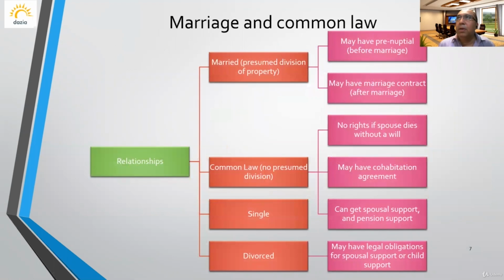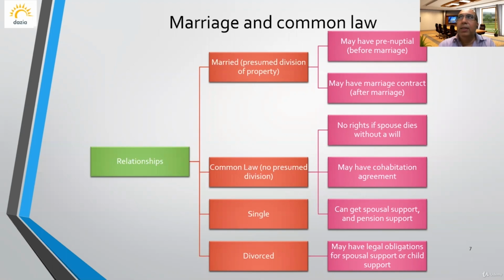So under marriage and common law, there are different relationships that you need to be clear about. Of course, a person can be married, and if they're married, then there is a presumed division of property if the marriage breaks down. If two people are married, they become separated or divorced, then property would be divided. If they're married, they may have a prenuptial. A prenuptial agreement is before marriage. They have an agreement about how property is going to be divided if they separate. So that is before the marriage.